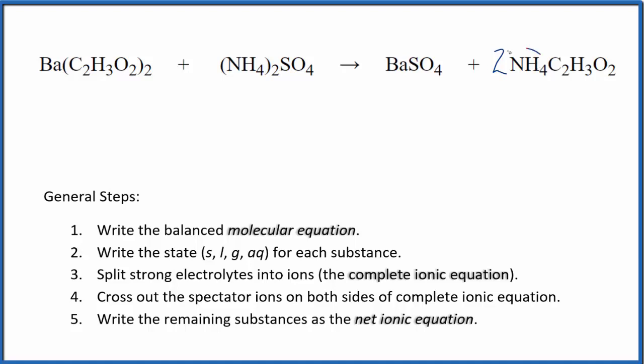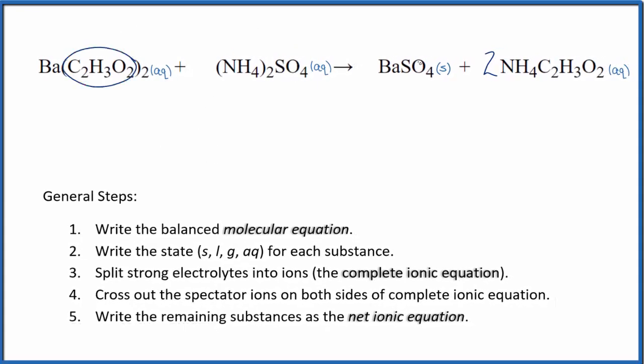Now I have two ammonium ions here, and I have two here. That's good. Sulfate ion, barium, and barium. So this is the balanced molecular equation. Now let's write the states. That'll look like this. So these acetates, very soluble.